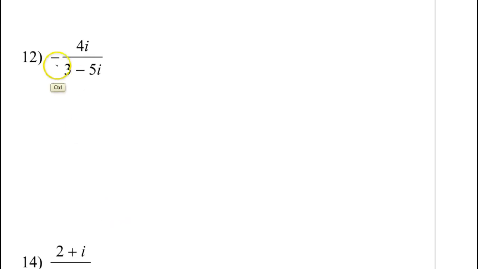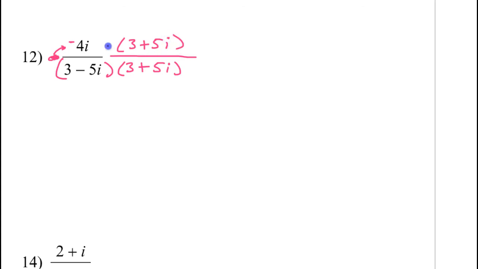Okay, number 12. See this negative out front? Let's go ahead and take that negative and actually put it on the 4i. Okay, so that's up there now. Now, after that, I'm going to do what we've been doing this whole time. When you have a binomial, you multiply by the conjugate. Alright, so I'm going to do 3 plus 5i. That's the conjugate. And I have to do the exact same thing in the numerator. So 3 plus 5i again.